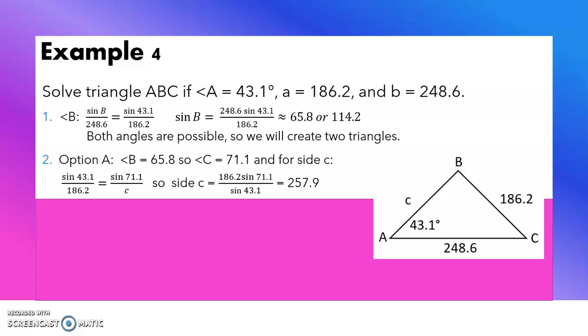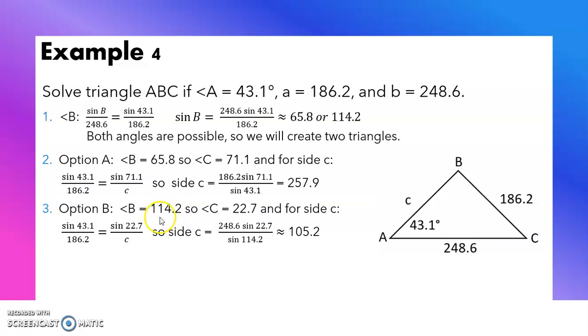Now what you're going to do is you're going to pause the video and find out the other option for 114.2 degrees for angle B. So try the other option and solve for angle C and side C again. Okay, so with angle B at 114.2, angle C was 22.7. Okay, so now I'm going to do my proportion again. And I did 186.2 times the sine of 22.7 divided by the sine of 43.1 to get 105.2 for that last measurement. All of these are options, so I'm going to have two different triangles I can give.